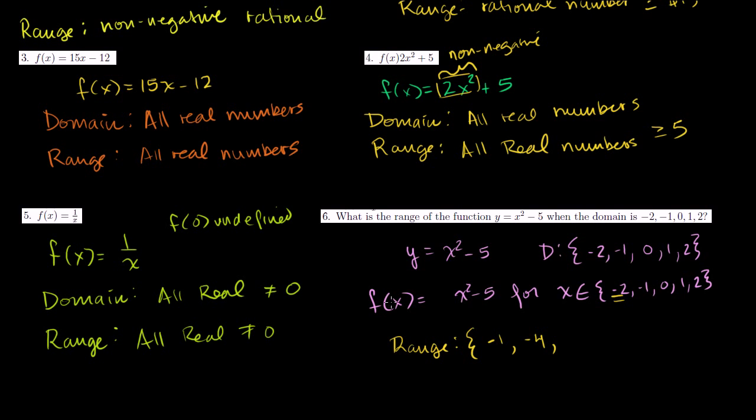You have 0. f of 0, you have 0 squared minus 5. That's -5. Then you have 1. 1 squared minus 5. Once again, that's -4. So it's already in our range. Then you have 2. 2 squared minus 5. That's -1. Already in our range. So that's all of the values that this function can take on, given that we've restricted it to only these inputs.